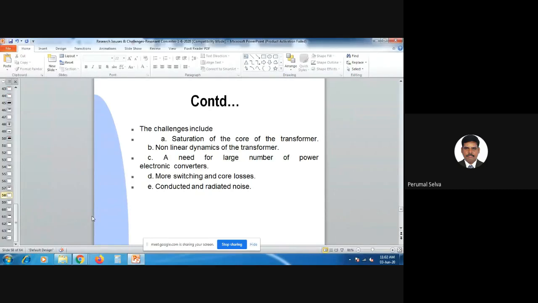So the challenges include the saturation of the core of the transformer. This is the one major issue. The transformer core, for a particular condition, will be saturated. Non-linear dynamics of the transformer, right? So non-linear dynamics of the transformer core also saturated, right? A need for a large number of power electronic converters, right? More switching and core losses, conducted and radiated noise, right?